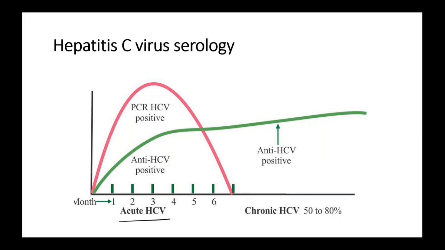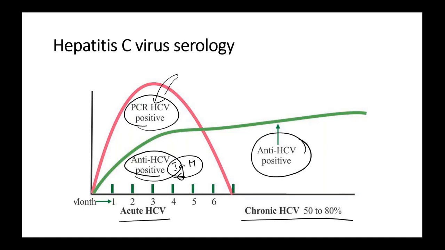So during the acute hepatitis C virus infection, anti-hepatitis C virus will be positive. Anti-hepatitis C virus serology, IgG, will be positive. If you do the PCR to detect the RNA, that will be positive too. And then if it is chronic, this will stay positive. Anti-hepatitis C virus antibody will stay positive.